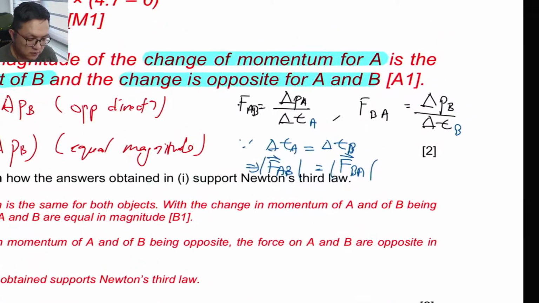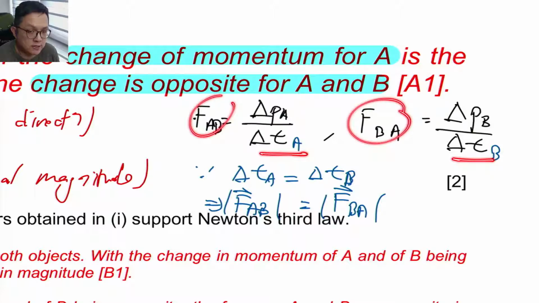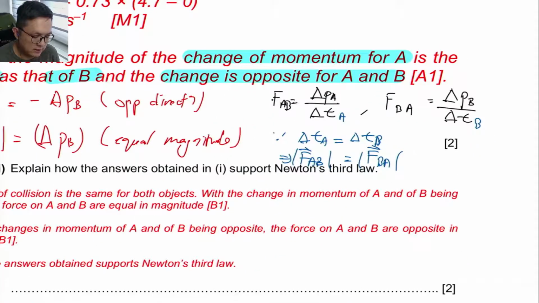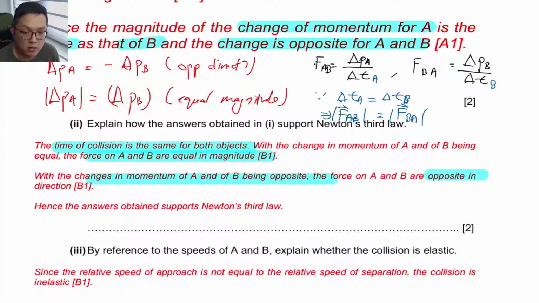So if we go back to this equation here, we know that delta PA and delta PB have the same value, just opposite sign. But for the two forces to be equal, this timing has to be the same. So this one has to be clearly stated here. If you look at the mark scheme, you have time of collision is both the same, so therefore the forces are equal. Since they are opposite direction, the forces are therefore opposite as well.